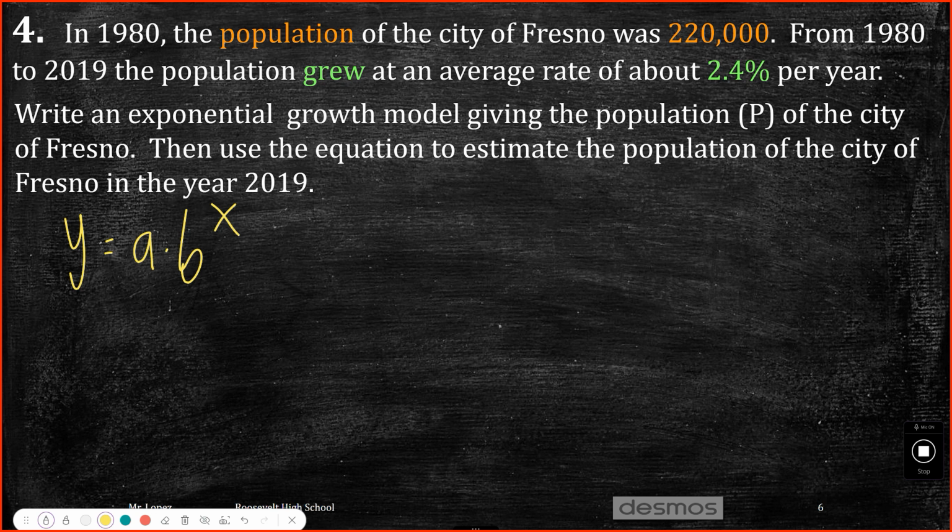So it's saying to write an exponential growth model. So we're going to use that y equals a times b to the power of x. We are going to change the y to what? What letter are we going to use? P. Yes, right there it says population. Population with respect to time will equal, what's A? 220,000.